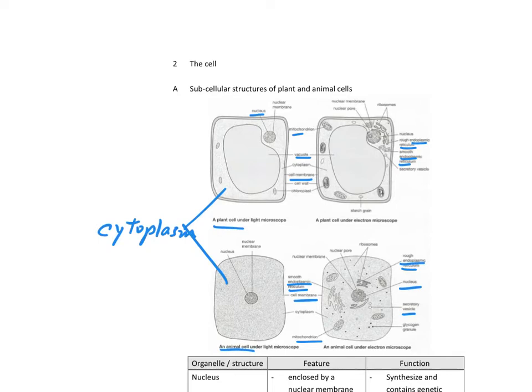Ribosomes. If you can see here, some ribosomes, also present in plants. And chloroplasts are only present in plants. All these organelles are held in the cytoplasm.